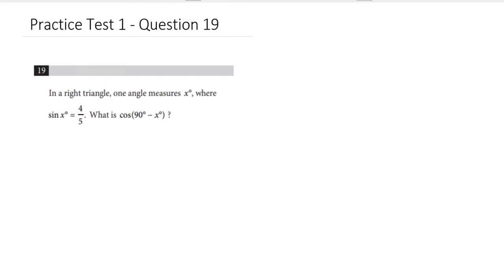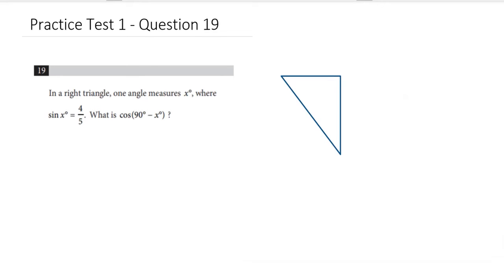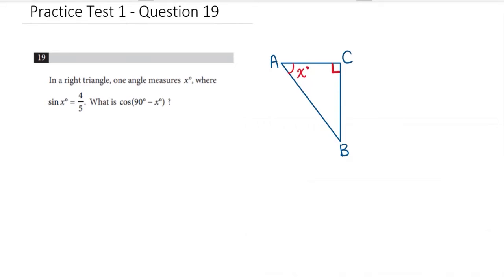Okay, so let's start with drawing the right triangle. So we have a right triangle with the right angle on the top right corner like this. And I'm going to label the angles. So I'll call this A, B, C. And let's use the angle of A here as the X degrees. Okay, so using our diagram, we can write the sine of X degrees using the side length.